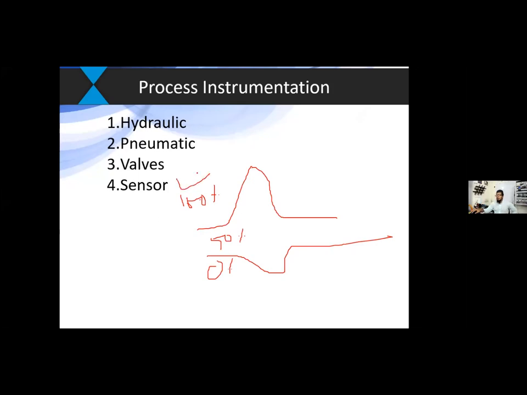And the sensors. There are thousands of sensors in our industry. I can name some.